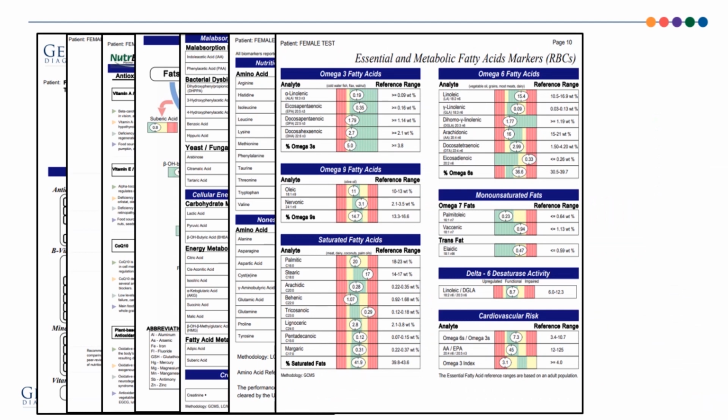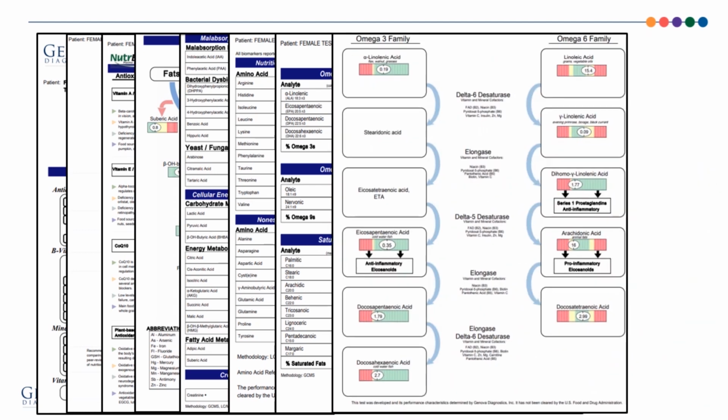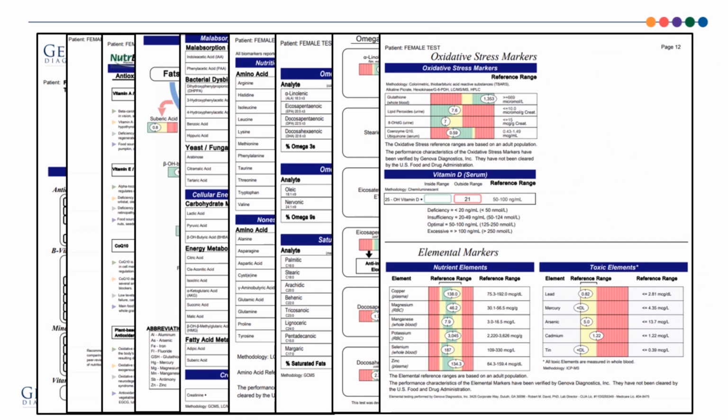Here we have the essential and metabolic fatty acid markers from packed red blood cells, and a pathway chart that goes along with that to make it even clearer as far as the omega-6 and omega-3 family and their relationship. And then finally, the oxidative stress markers, which include several ox stress markers as well as elemental markers and vitamin D add-on option. These are the components of the NutrEval.